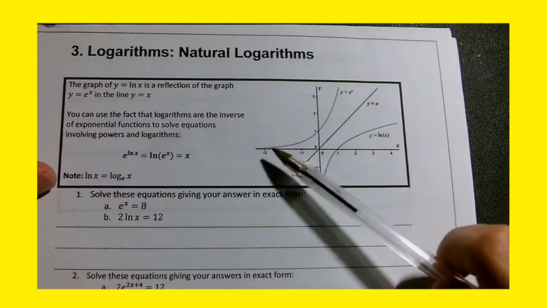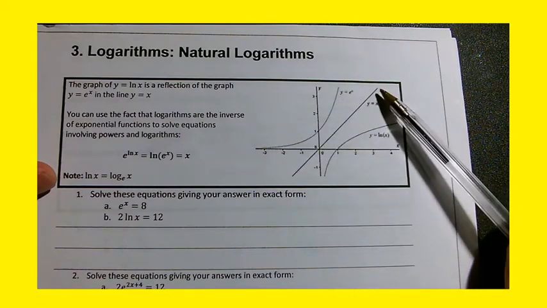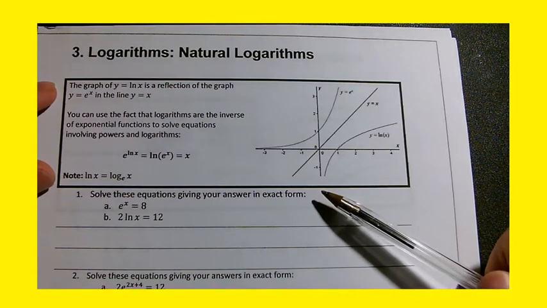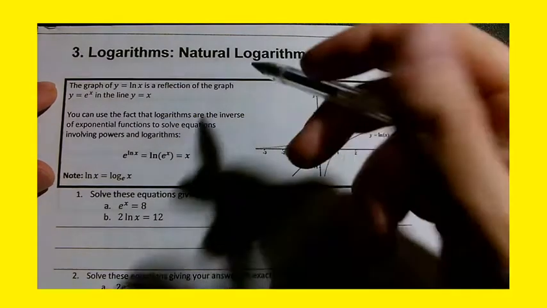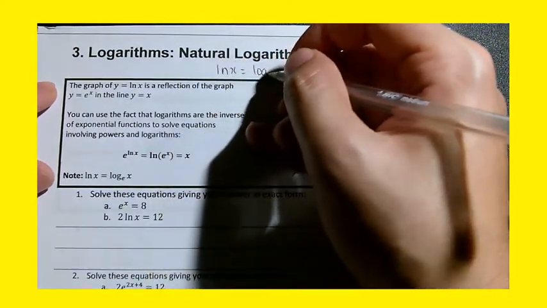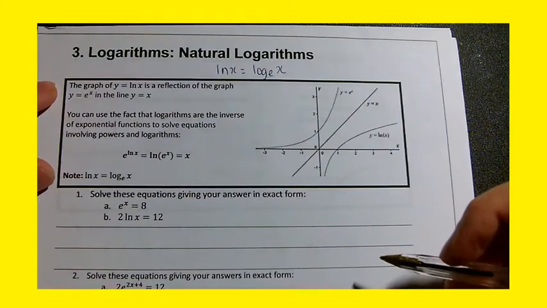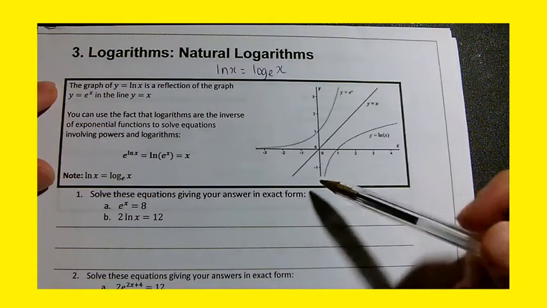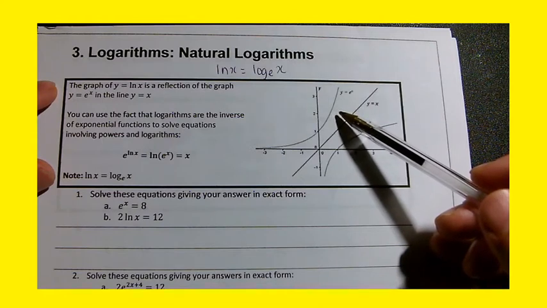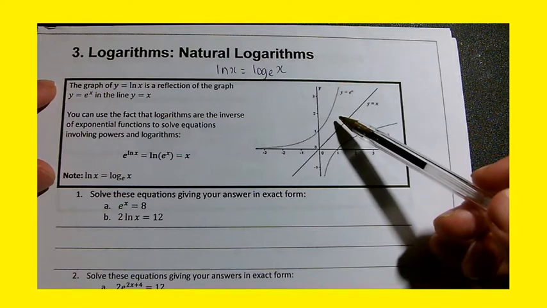And they all come from reflecting the exponential in the line y equals x. Now, ln x, we should remember from the previous video, ln x is log base e of x. Now, that is a reflection of the e to the x graph, which if you remember from the exponential video, e to the x is a special type of exponential where if you differentiate it you get the original graph.